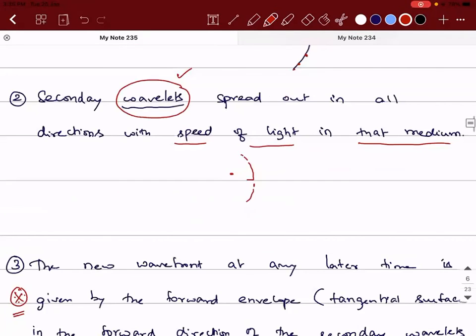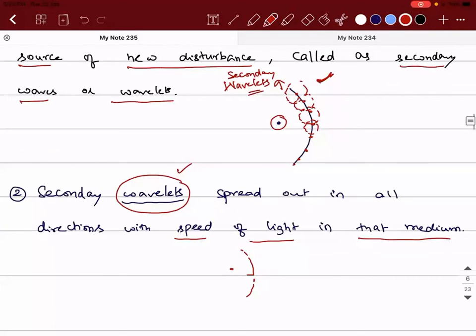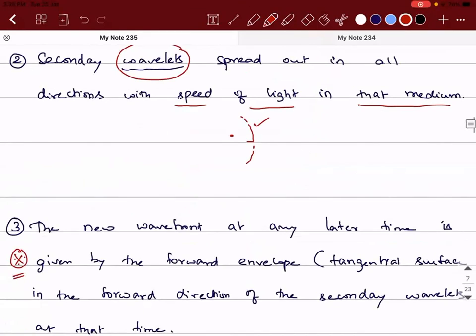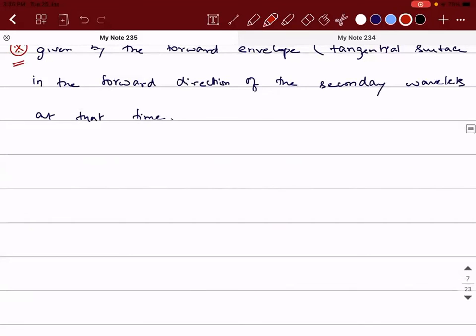And the third most important point is you have drawn the first wavefront, you have drawn the secondary wavelets. Now the question is, how is the new wavefront generated from these wavelets? So if we repeat the story again, if I have a spherical wavefront, on that spherical wavefront I will take multiple dots like this, and these dots act as a source. Not only these dots, every point on this acts as a source only, and the light will start spreading with the speed of light in that particular medium.